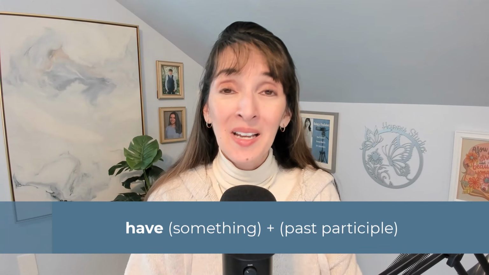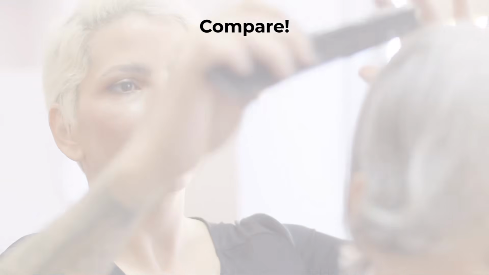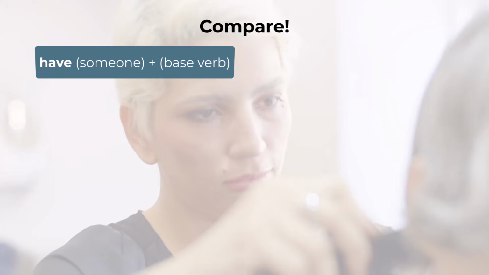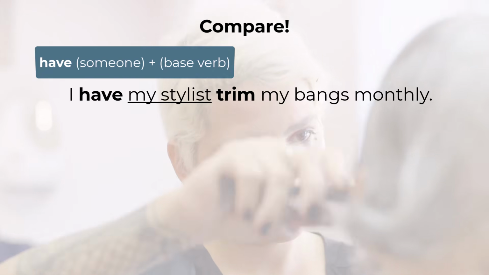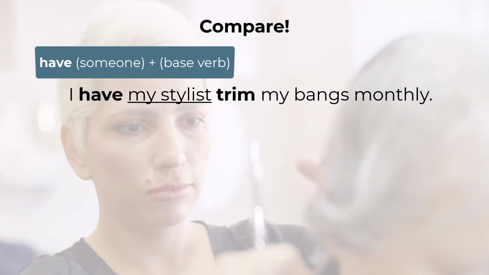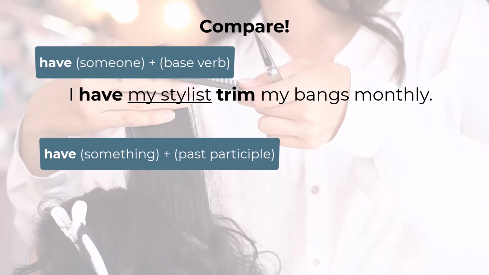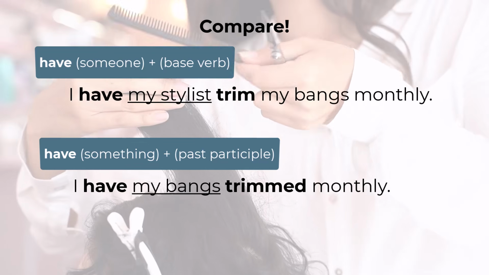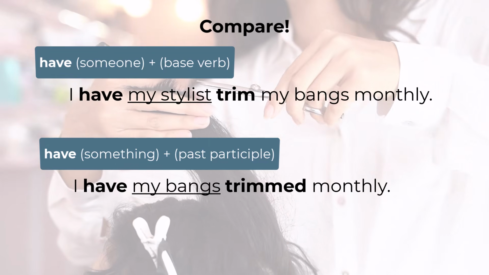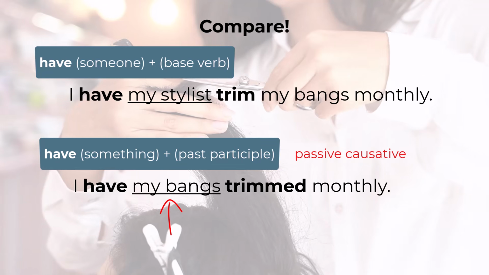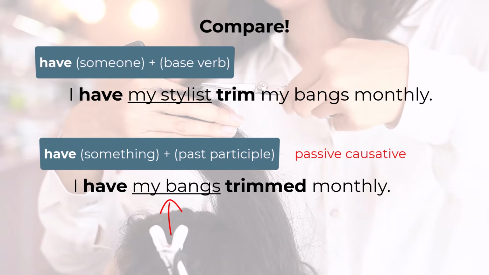Have something done. Look closely at the two structures. Have someone plus base verb, as in I have my stylist trim my bangs monthly. Have something plus past participle. I have my bangs trimmed monthly. Bangs receives the action. This is passive.